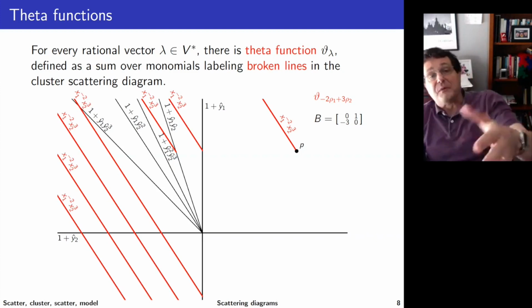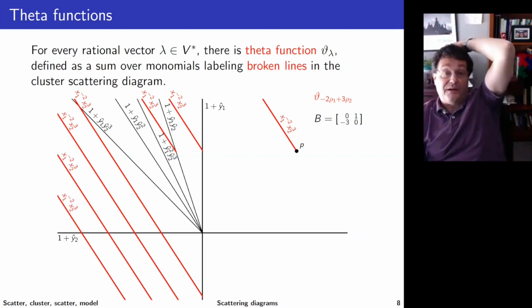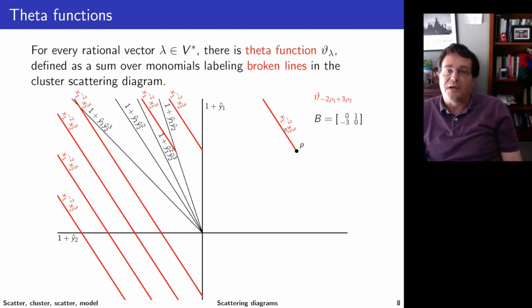Actually, before I let them bend at all, I'm going to decorate the paths coming in with monomials, and the monomial is x1 to the -2, x2 to the 3, which is again my initial vector. So this monomial is also telling me the derivative of the motion as I'm following this line.